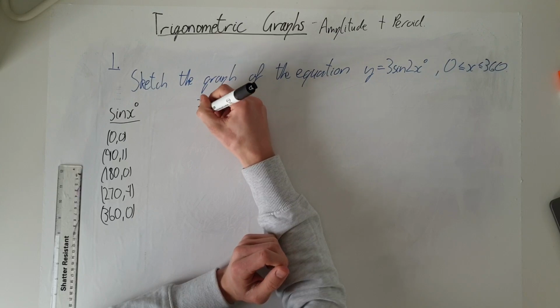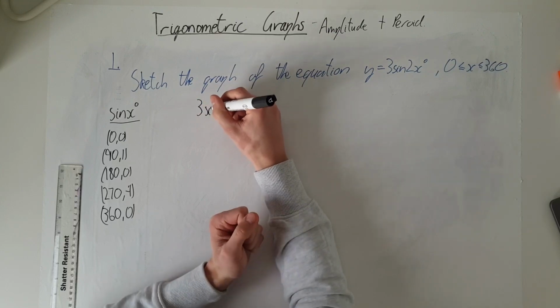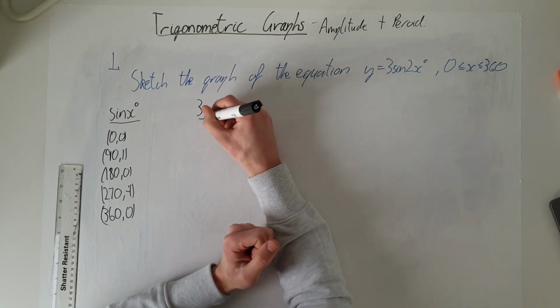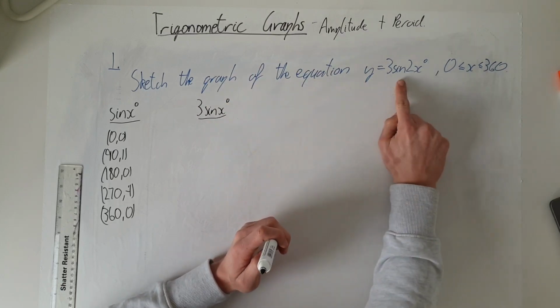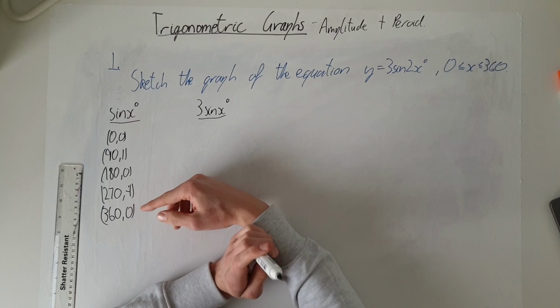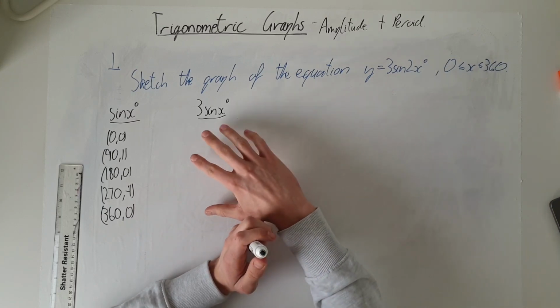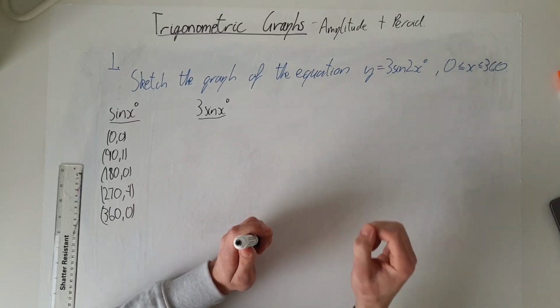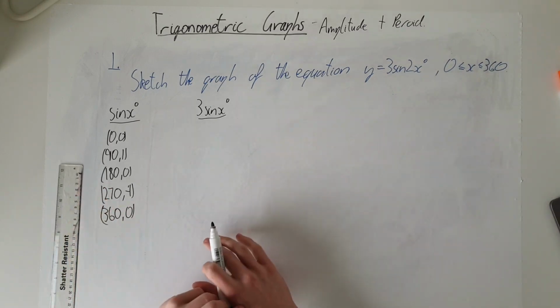So 3 sine x. And again, you could do this in one step and just go to 3 sine 2x in one, because one's changing the x values and one changing the y. But for simplicity's sake, for this example anyway, I'm just going to change them one by one so you can see exactly what I'm doing.